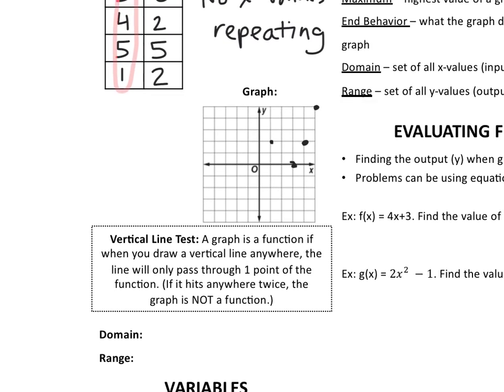The vertical line test is when you have a graph, you would know that it's a function if when you draw a vertical line anywhere, the line will only pass through one point of the function. Meaning if it hits anywhere twice, the graph's not a function. So here's what I'm talking about. If you draw a vertical line anywhere on the graph, you need to make sure that it's only going to hit the graph once. So for all of these lines, it only hits each point once. There's no doubles, so that means this is a function. So in order for something to be a function on a graph, it has to pass the vertical line test.